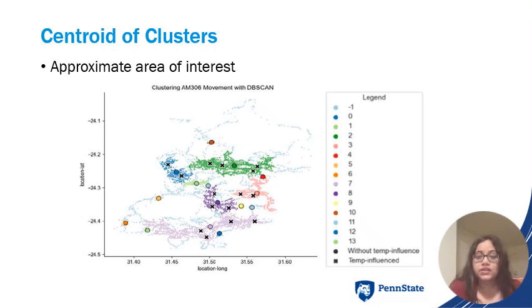So, comparing feature spaces with and without temperature on elephant AM306 from the Kruger dataset has been shown here. Here the black cross sign represents the centroids calculated with temperature included in the feature space, and the large colored dots represent the centroids of the clusters calculated solely on the location data.